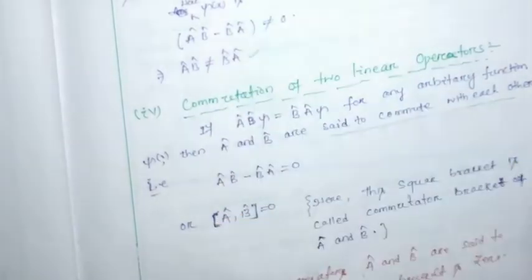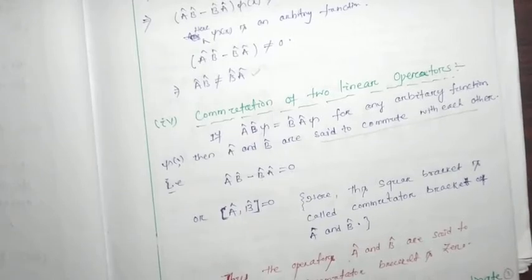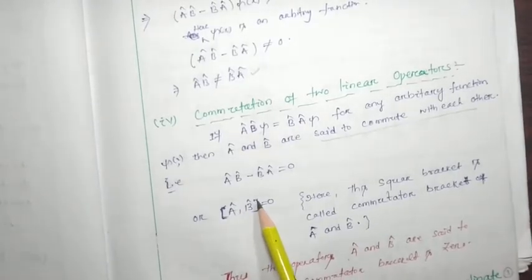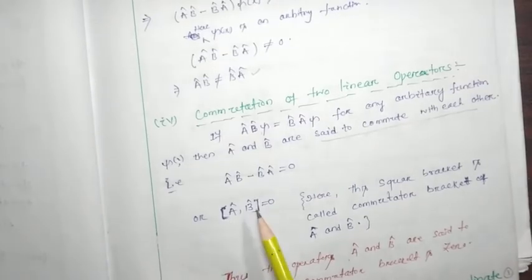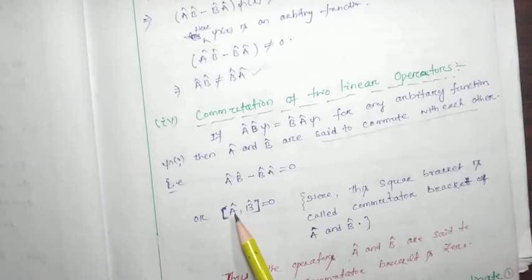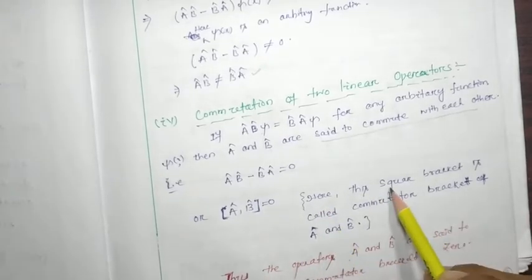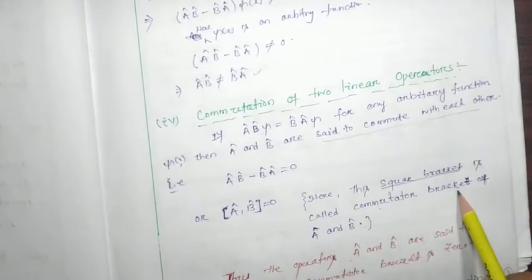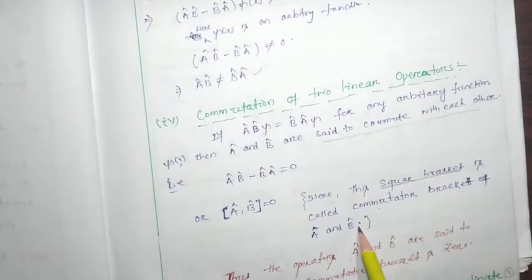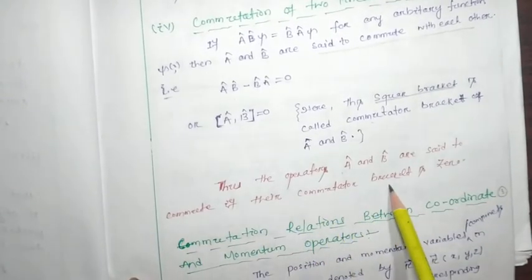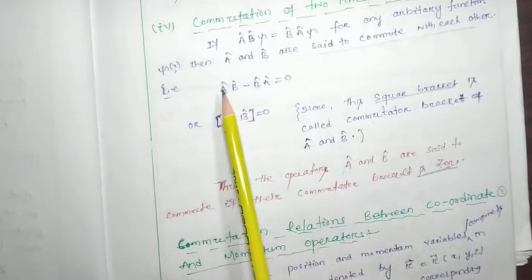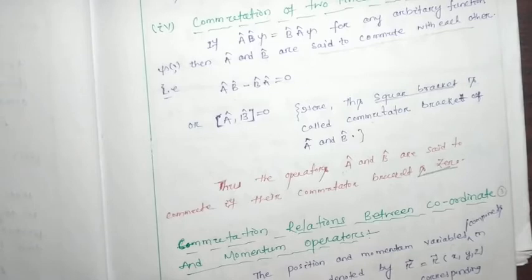Or we can say that this commutation is represented by a square bracket, [Â, B̂] will be equal to 0. Here this square bracket is called the commutator bracket of the operators Â and B̂. Thus the operators Â and B̂ are said to commute if their commutator bracket is 0. So if this condition is satisfied for the two operators Â and B̂, then we can say that the two operators commute with each other.